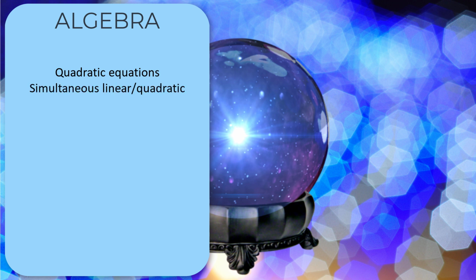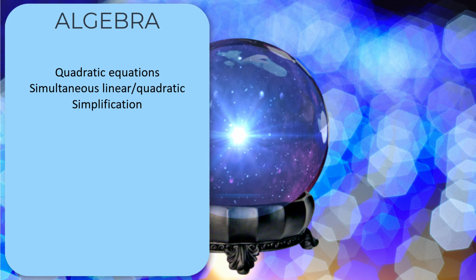Okay. Simultaneous linear quadratic. So solving simultaneously one linear equation, one quadratic equation. So you can't solve these by elimination. You have to use substitution. So you rearrange the linear one and shove it in the quadratic one, and hopefully a quadratic formula pops out, which you can then go on and solve. Quite common. You'll find lots of examples in past papers. I've linked one below.